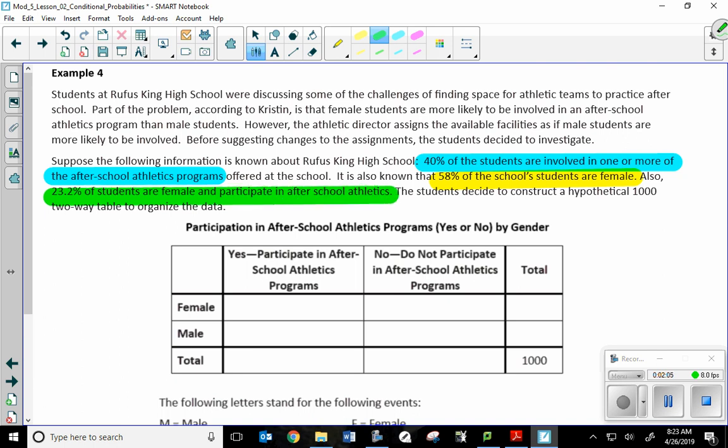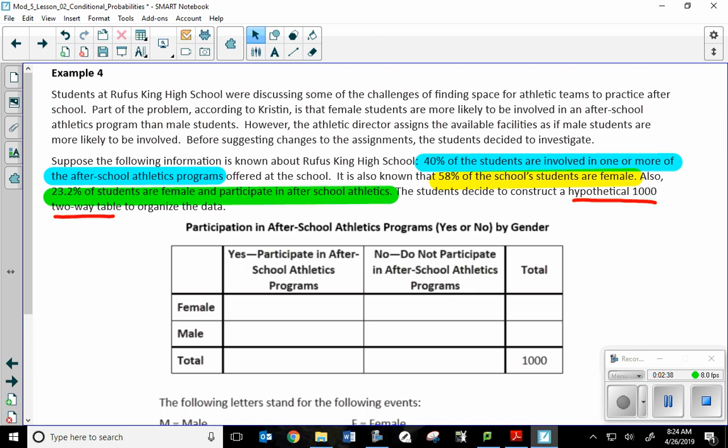The students decided to construct a hypothetical 1,000 two-way table to organize the data. Now, this is an introduction to, and I'm going to say it again, to a hypothetical 1,000 two-way table, okay? We don't have an exact number of students. We just have percentages. So we are going to just kind of say, hypothetically speaking, that's why it's called hypothetical, let's make it out of 1,000.